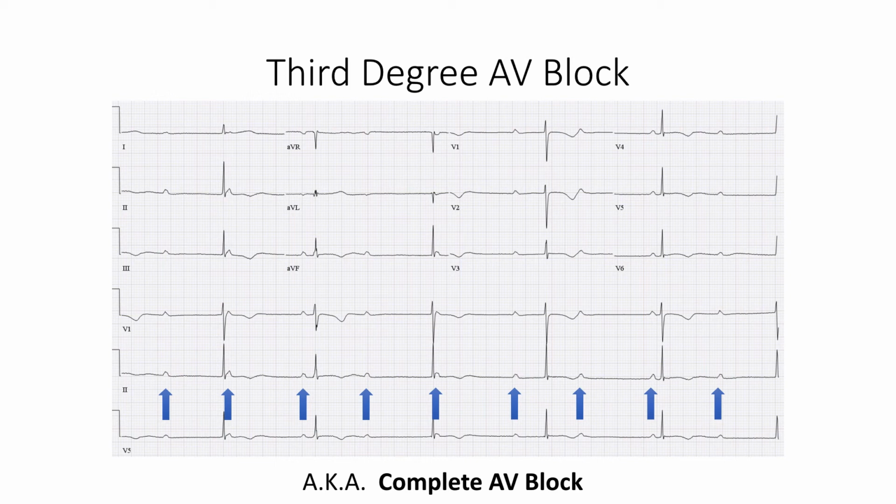Typical symptoms for a patient with third-degree AV block include dizziness, lightheadedness, and passing out. Complete AV block is an indication for a pacemaker, and a patient doesn't even need symptoms in order to qualify for the pacemaker.